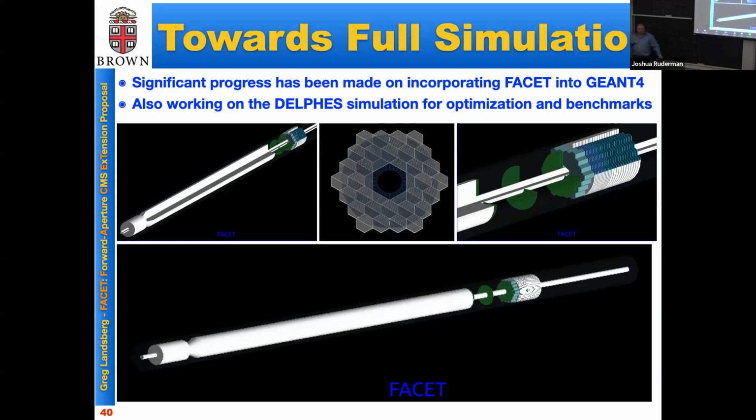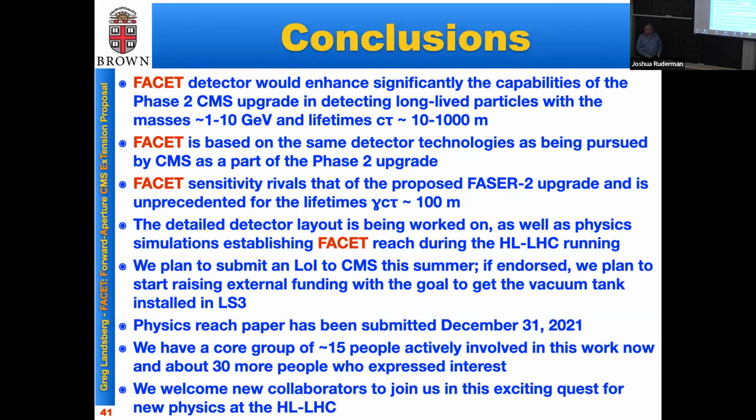We started putting this thing in the full GEANT simulation, so that's the beam pipe, the HGCal, and so forth. And yeah, that brings me to the conclusions. We believe FACET would significantly enhance the capability of CMS for long-lived particles with these masses and these lifetimes. It's based on the same technology as the CMS detector, which is good. Sensitivity rivals the FASER 2 upgrade, and it's unprecedented for the order of 100 meters.